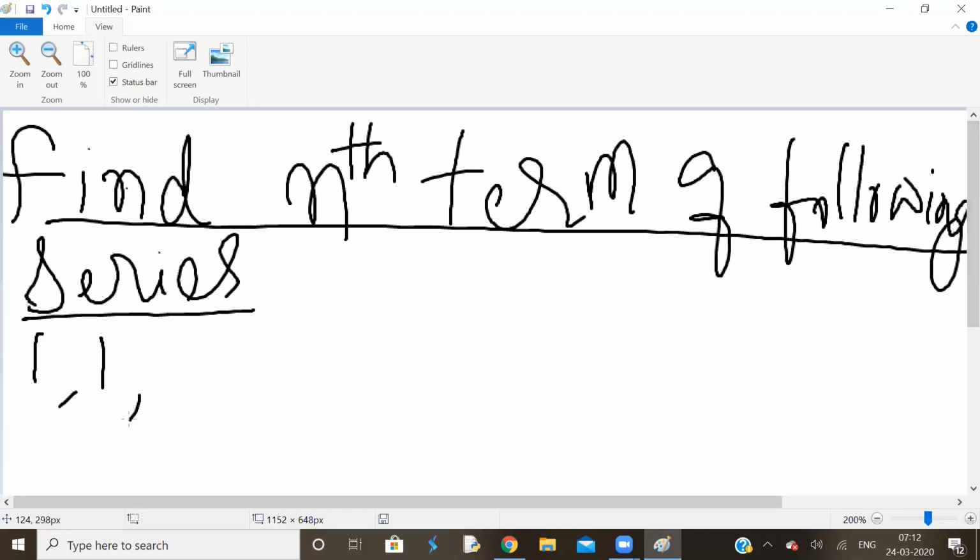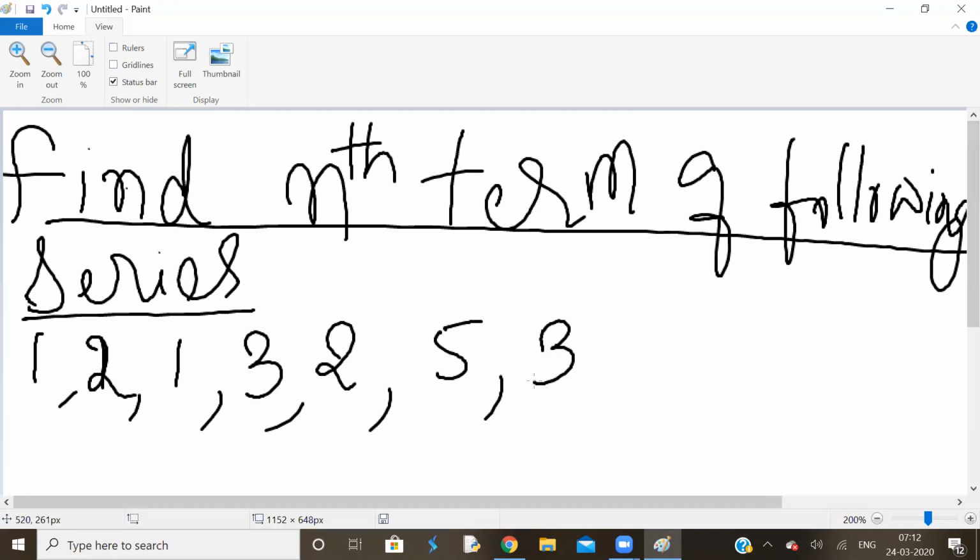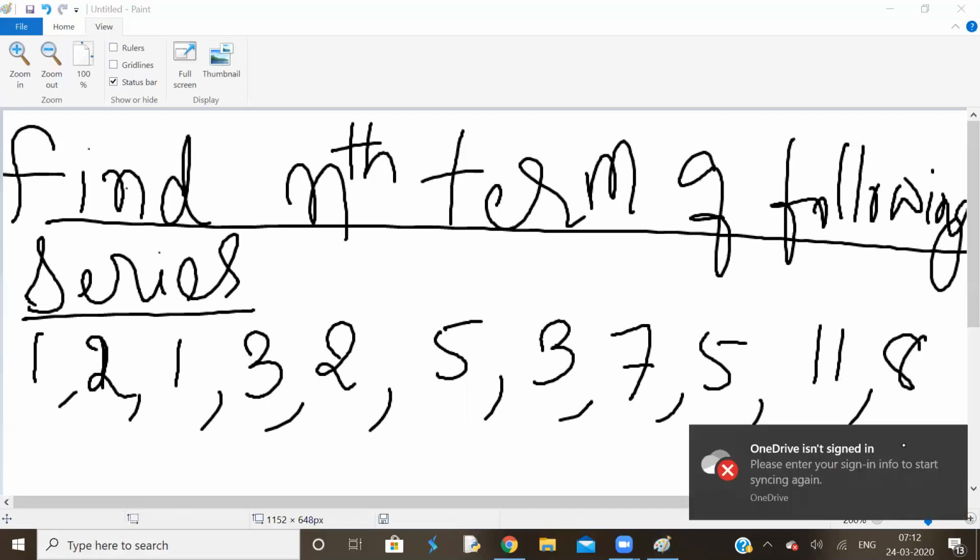1, followed by 3, followed by 2, followed by 5, followed by 3, followed by 7, followed by 5, followed by 11, followed by 8, and what is next?